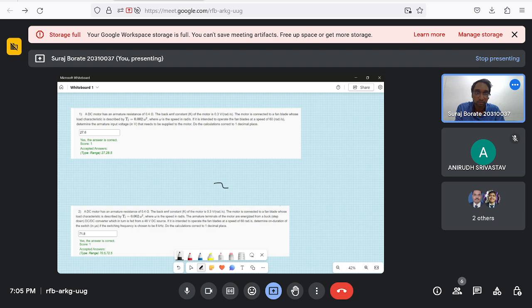No, sir. Okay, so let's move on to the next question. A DC motor has armature resistance again 0.4 and back EMF constant is the same, 0.3. The motor is connected to a fan blade. TL is given.